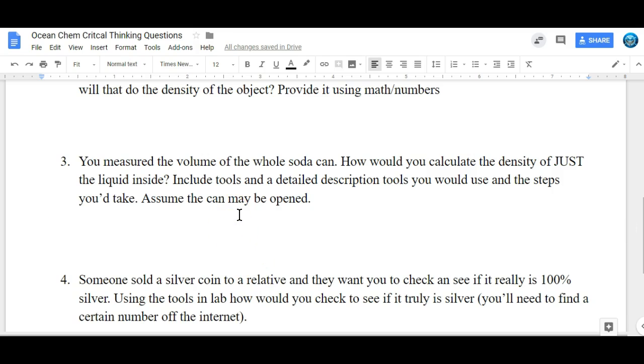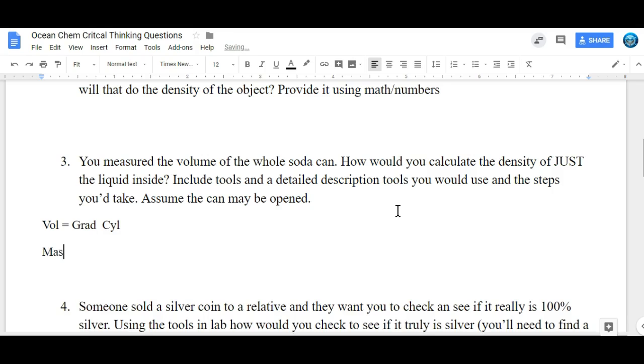Well, one, you don't want the soda can, so you want just the liquid inside. The easiest one is volume. So I'm just going to put volume is equal to graduated cylinder. Just take your liquid and put it into a graduated cylinder. Okay, and that's it. You have volume.